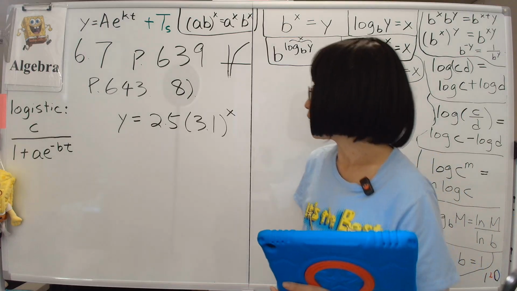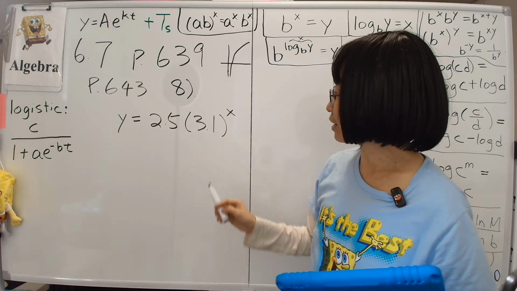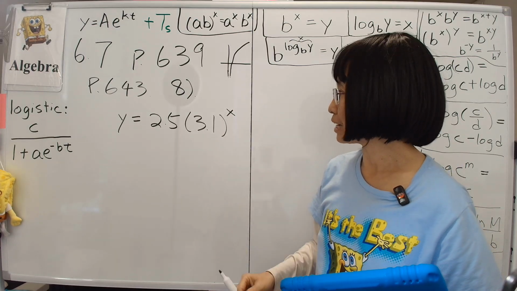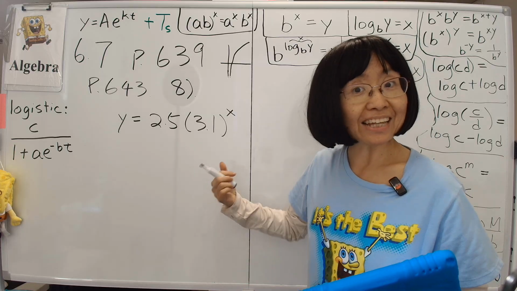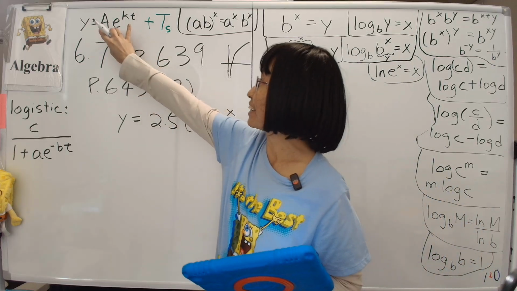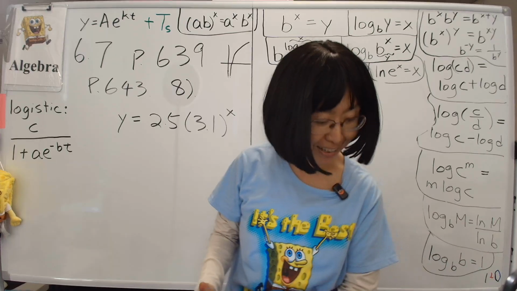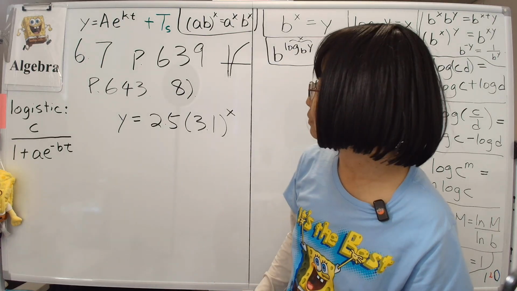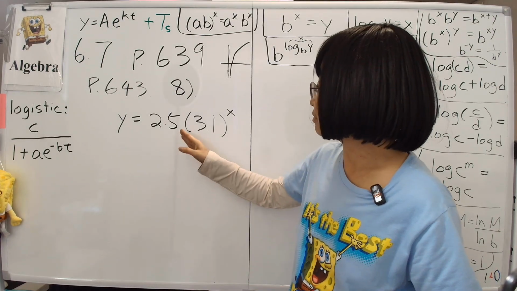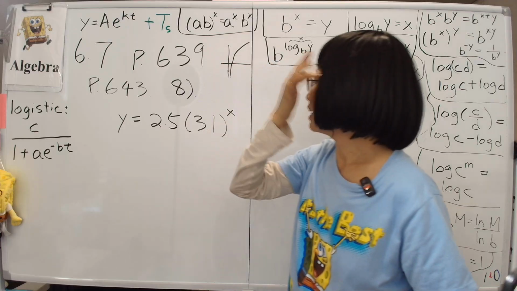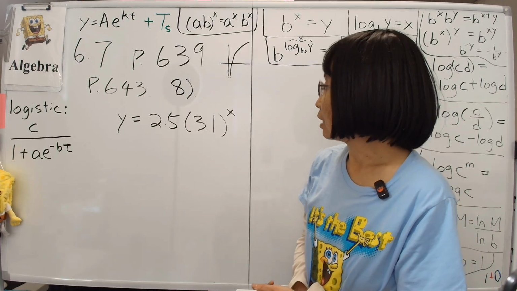So example 8, we have y equals 2.5 times 3.1 to the power x. Now what's wrong with that? Nothing. However, we like this thing, and we want everything to look that way if possible. So we're going to pull a trick, and the goal is to make this look like that. And how's that going to happen?